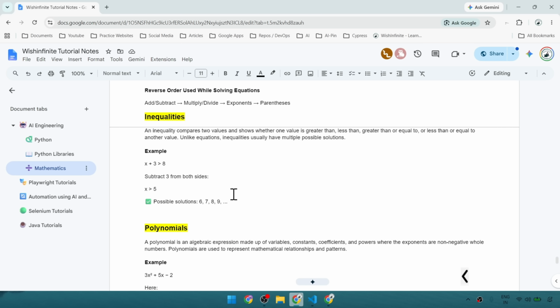And now we have learned all these things, which are equations, inequalities, polynomials, but where are we actually going to use them in AI? Right now you do not need to understand the AI details. Just be aware of where these concepts appear.